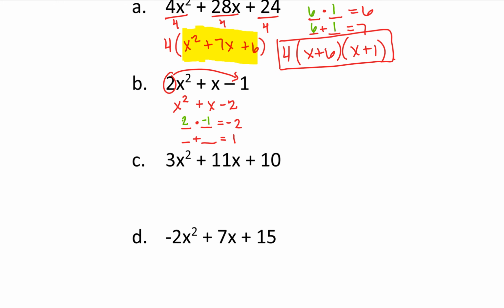Positive 2, negative 1. So I'm going to write my factors. I have an x plus 2 and an x minus 1. So I did step 1, step 2. Now this is where I'm going to do step 3.